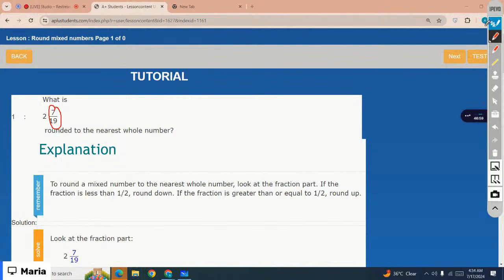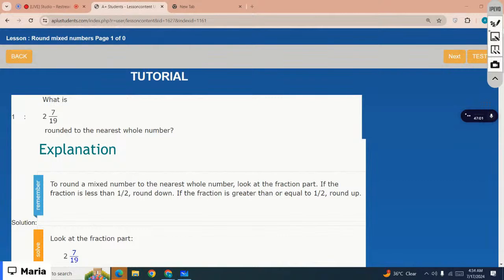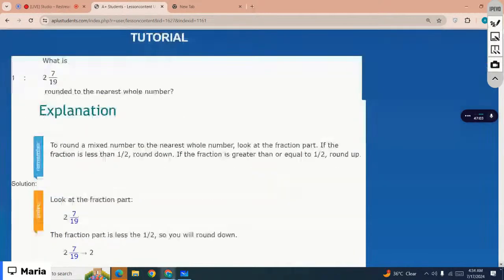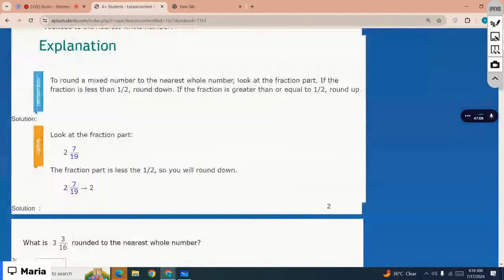So you have 7 over 19, right? When you compare 7 over 19 to 1 over 2, 7 over 19 is less than half. Let's just start with the test questions.